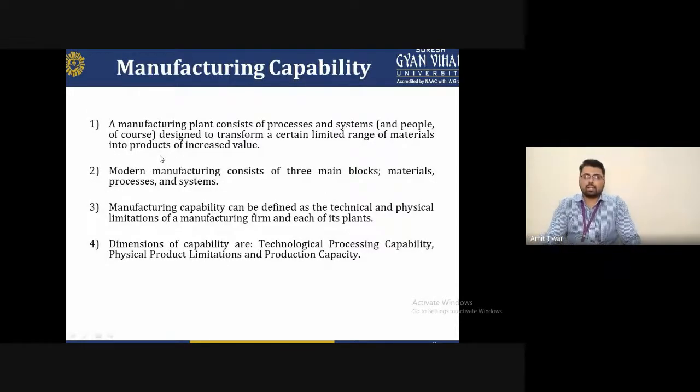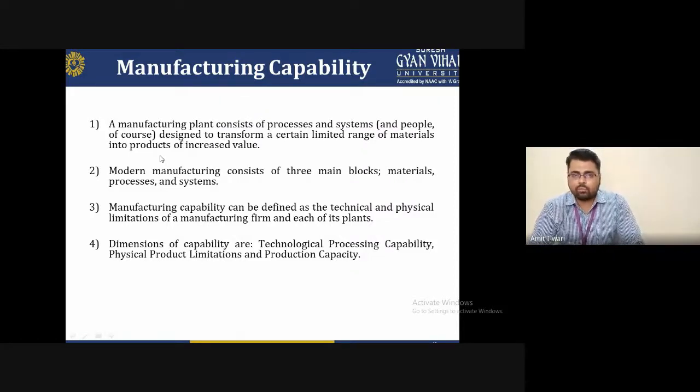We can say that a manufacturing plant consists of processes and systems, and people of course, designed to transform a certain limited range of material into products of increased value. Obviously the people are designed for the transformation, because the customer wants transformation and upgradation of products. They want every year or every month a new product variety, because with upgradation you will survive in the market, otherwise you will not survive for very long.